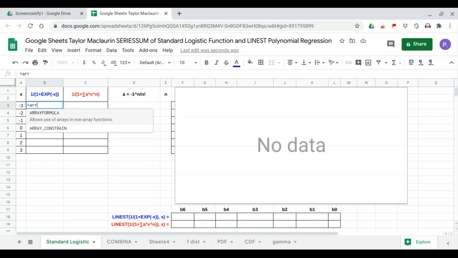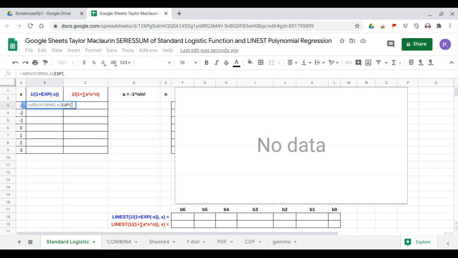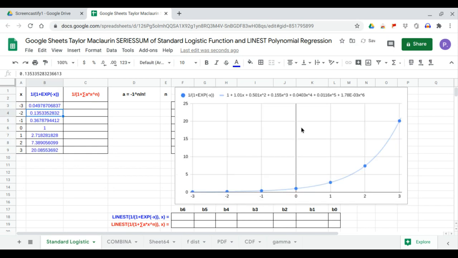So array formula, exponent of the x values. And you see our trend line. But this is only the exponent. So we add in the negative sign and factor in 1 plus.